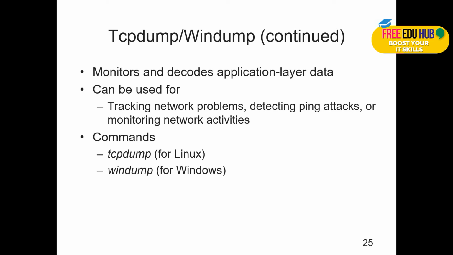Monitors are decoders. Application layer data can be used for tracking network problems, detecting ping attacks, or monitoring network activities. Ping attacks means that most of these hackers who are trying to get access to machines, the first thing they must know is whether the client computer or the target computer is on or not. So in most cases on the network, ping is disabled so that no one can see whether the other machine is on or off. Only specific computers are allowed to ping other computers, so that for everyone else it would appear as if the target computer is off.